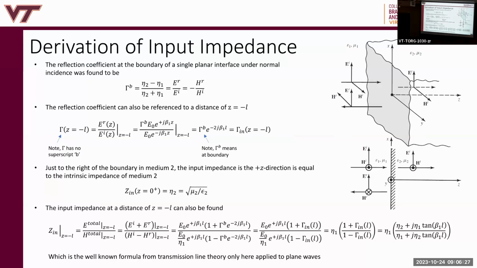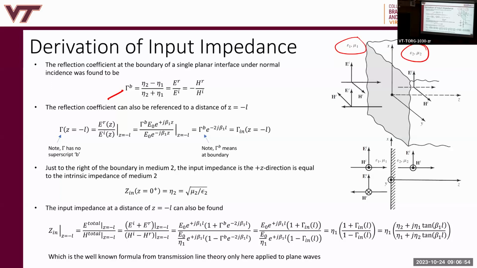Okay. Good. What do we have here? So let's look at the derivation of the input impedance. What is input impedance? So we have the reflection coefficient. We have the same problem here. We have epsilon 1 mu 1 and epsilon 2 mu 2. We have an infinite planar interface. We're coming in normally incident. The reflection coefficient at the boundary of the single planar interface under normal incidence was found to be this, right? From the first slide, or the first thing that we talked about today.